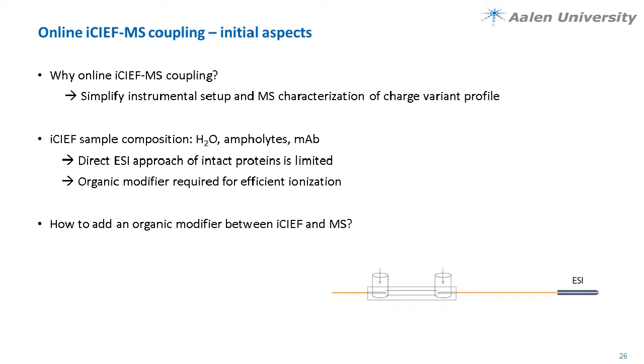So the question is how to add it, and there are two possibilities. The first one is to add it right in between, in our transfer capillary. The question is, can we maintain the separation of our imaging capillary isoelectric focusing system in a way that we get the result for each peak in the mass spectrometer afterwards?